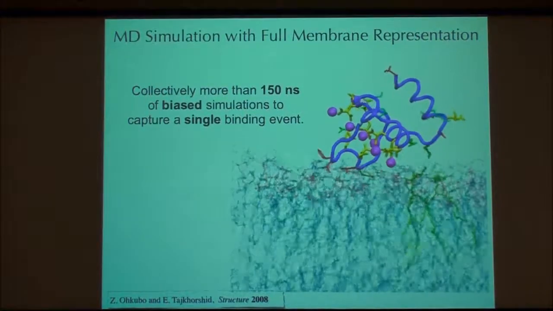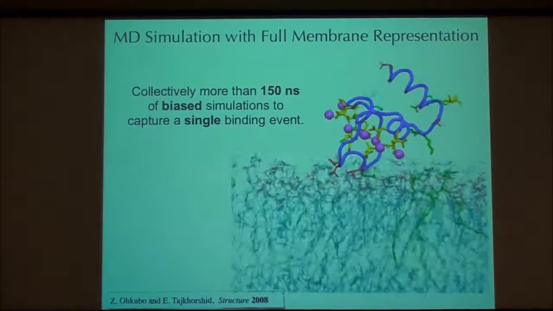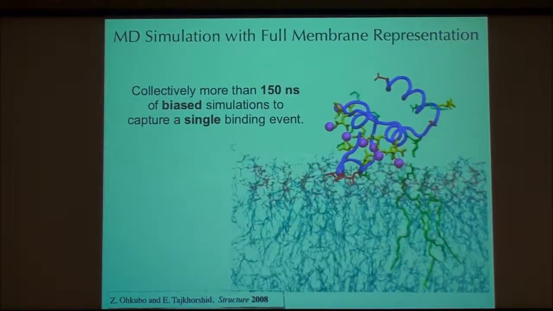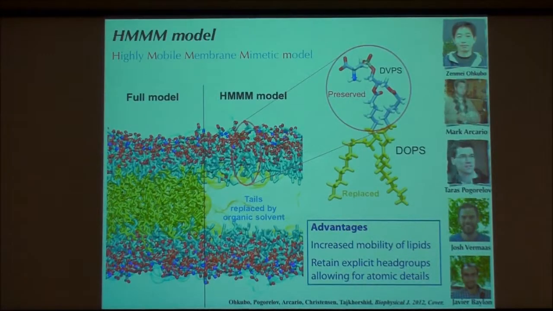We needed to stay atomistic because otherwise we couldn't describe the specific interactions, but the whole process is too slow. So we have a lot of proteins of this kind. They are known as peripheral membrane proteins. They only bind loosely to one surface.